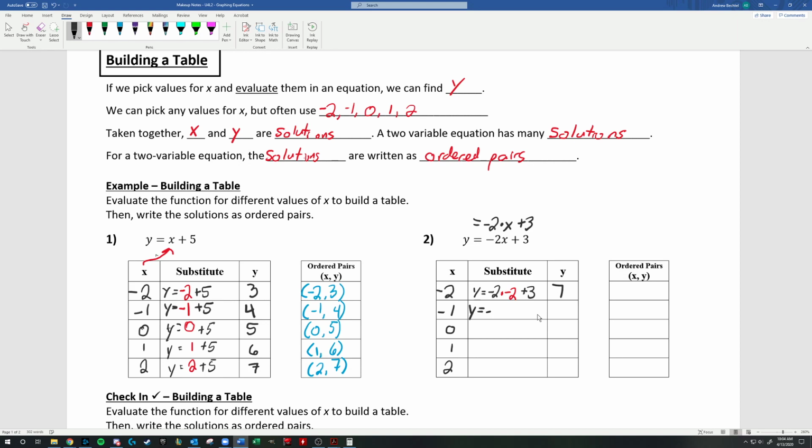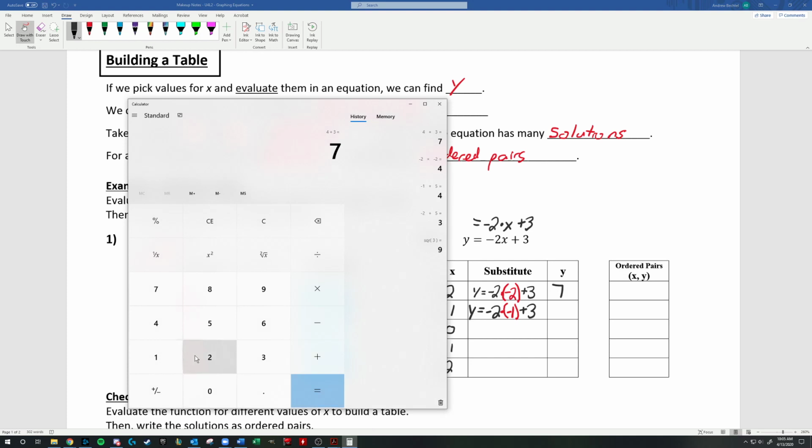Next example, y equals negative 2, this time x is going to be negative 1. Then we're going to add 3. You might notice it's kind of hard to see when there's two signs here. So another idea would be that you can just use parentheses around negative numbers, so you could do negative 2 parentheses negative 2, because again, we don't have to write that multiplication sign there if there's parentheses. Let's do negative 2 times negative 1 plus 3, and we're going to get 5.